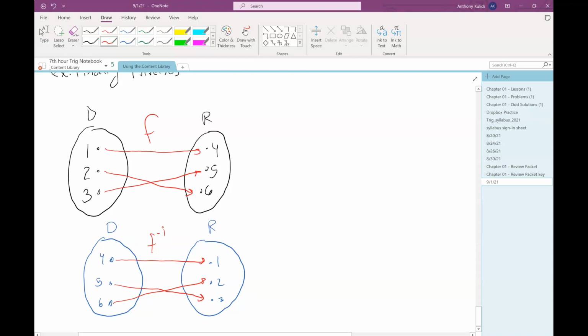Jack? Sure. Is everybody okay with that idea? You're basically just reversing the direction of everything, right? Simple enough idea. If we look at this example, notice that f inverse is also a function, right? Everything in the domain is used. 1 or 4, 5, 6 are all used, and they all only go to one place, right? 4 goes just to 1, 5 goes just to 3, 6 goes just to 2. So this is definitely a function.